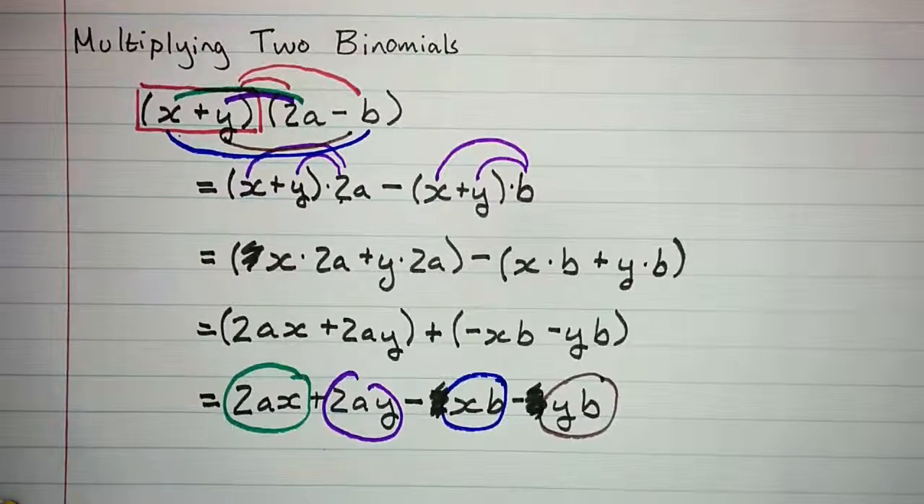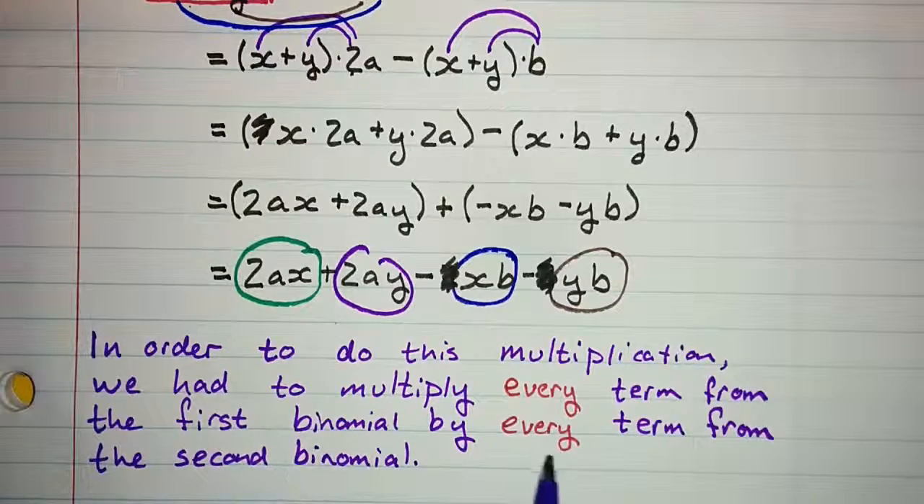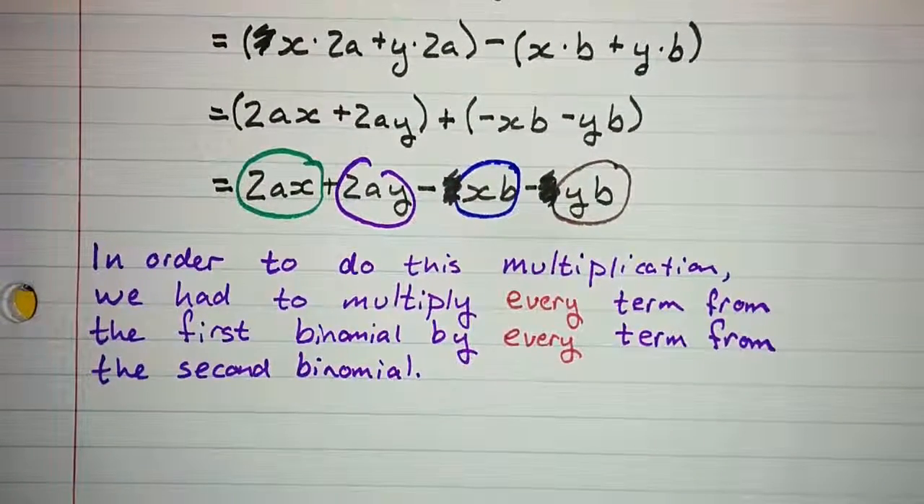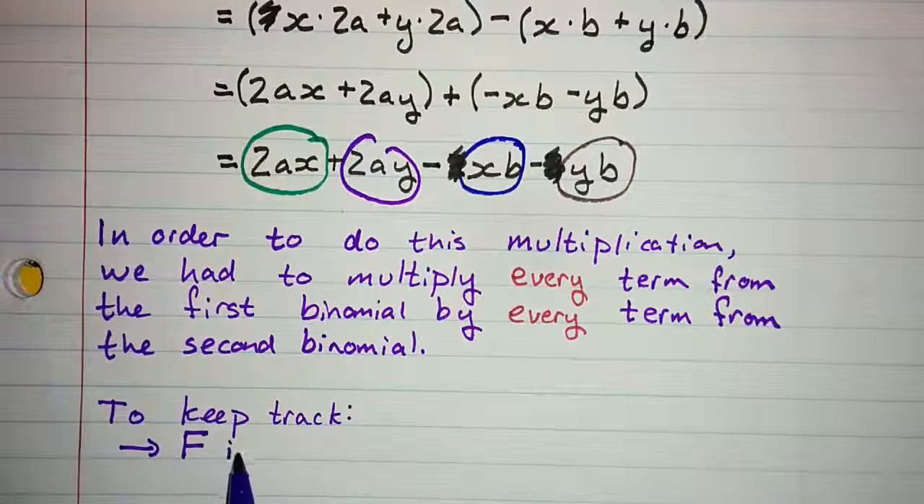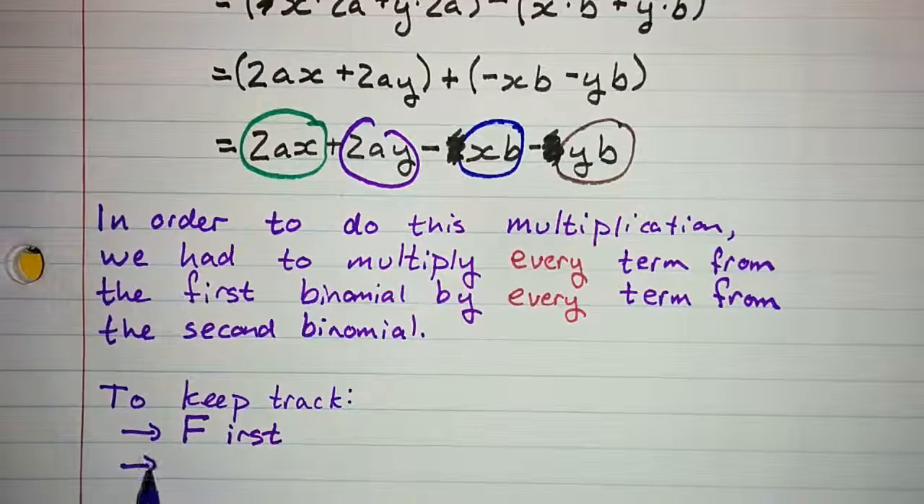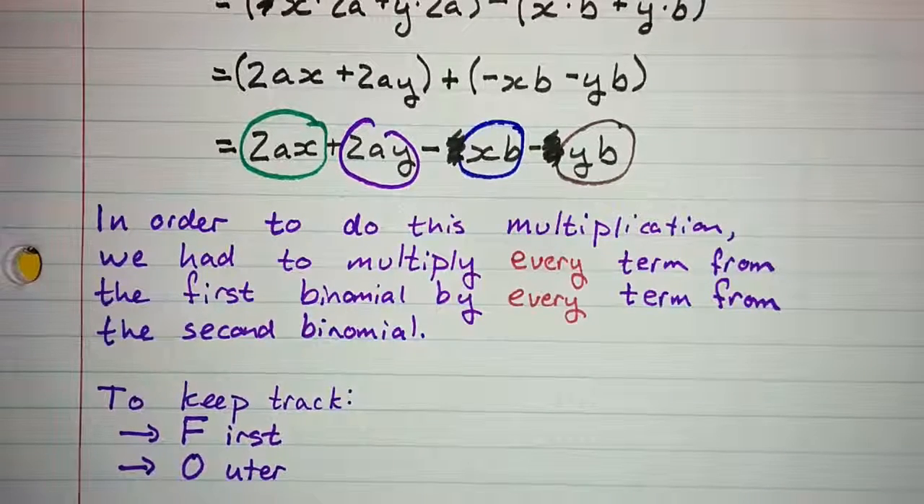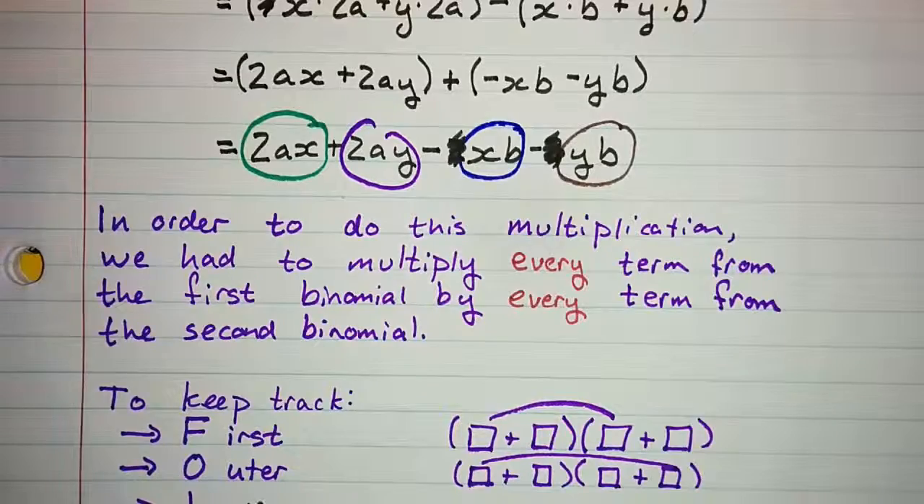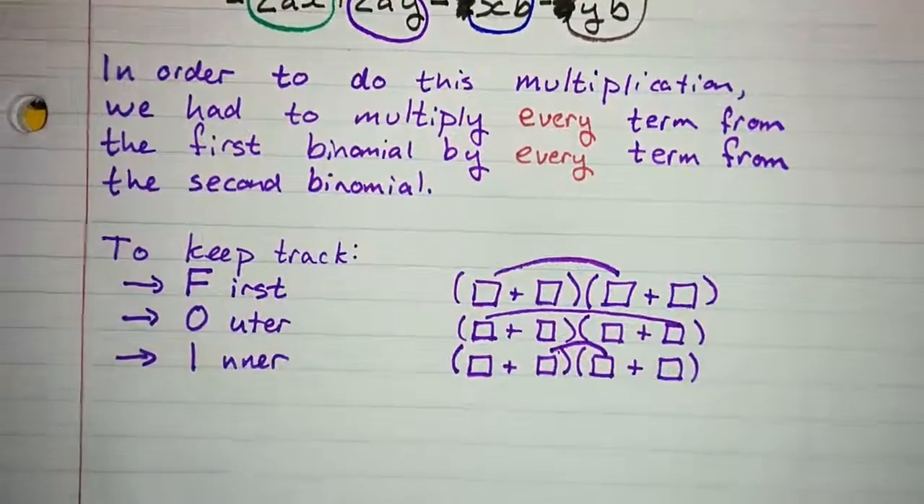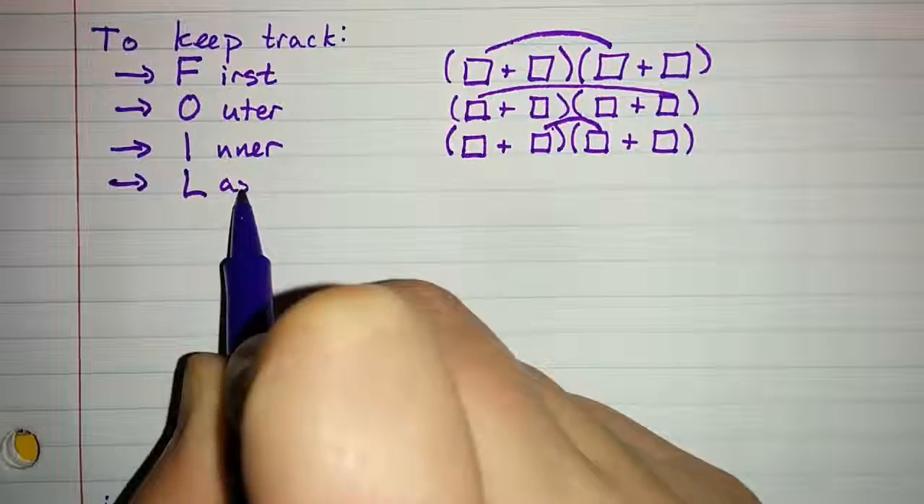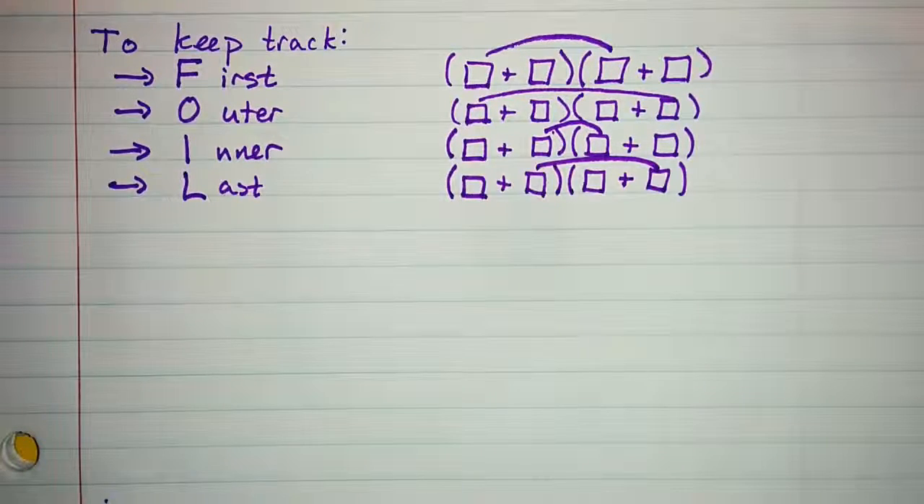What did we need to do here? In order to do this multiplication, we had to multiply every term from the first binomial by every term from the second binomial. Now, there is an acronym that provides us a way to keep track of those pairs when we're just dealing with two binomials. We will first multiply the first term from either binomial. Then we will multiply the outer pair. So the first term from the first by the second term from the second. Third, we'll multiply the inner pair. So the second term from the first by the first term from the second. And finally, we'll multiply the last pair. So the second terms from each binomial. And you see that this catches every possible pair.